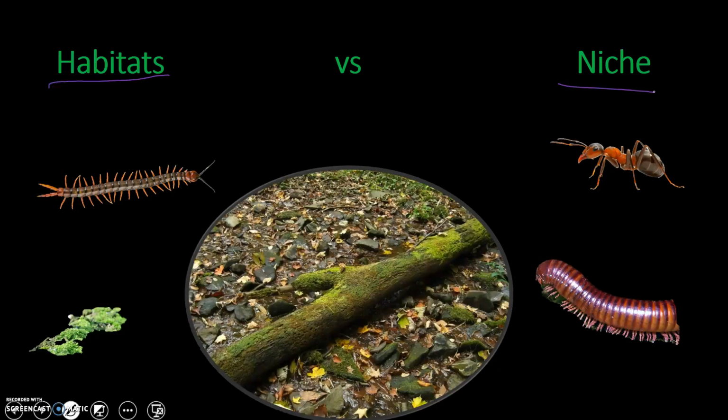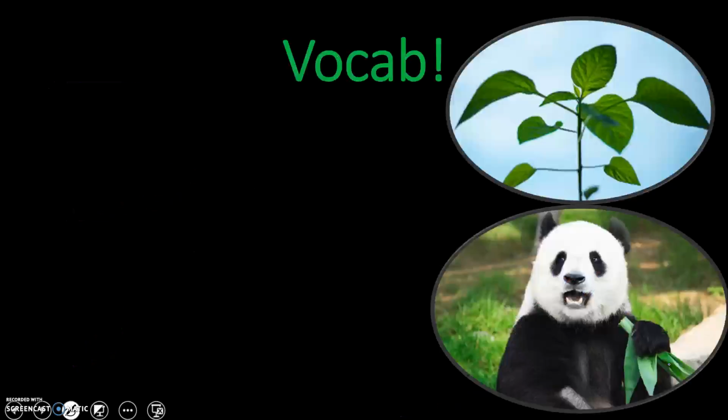So if you look at all four of these organisms, they share the same habitat and they have the same home. However, they have very different jobs or very different niches in that home. And remember, there can only be one organism per job, one species per job, and we'll get into why in just a moment. So next, before we could go into energy transfer, we have to go over some basic vocabulary.